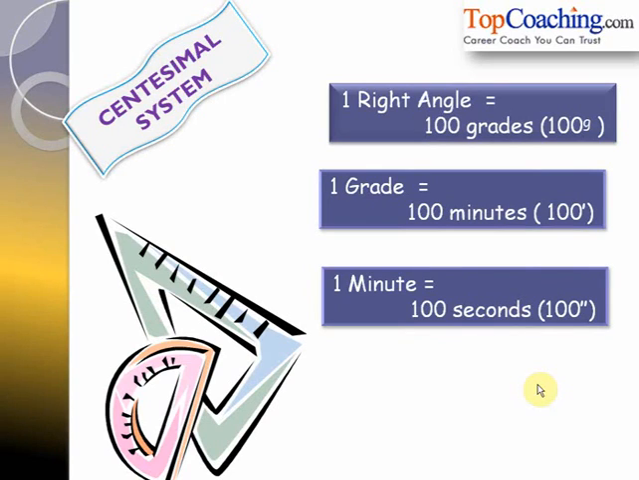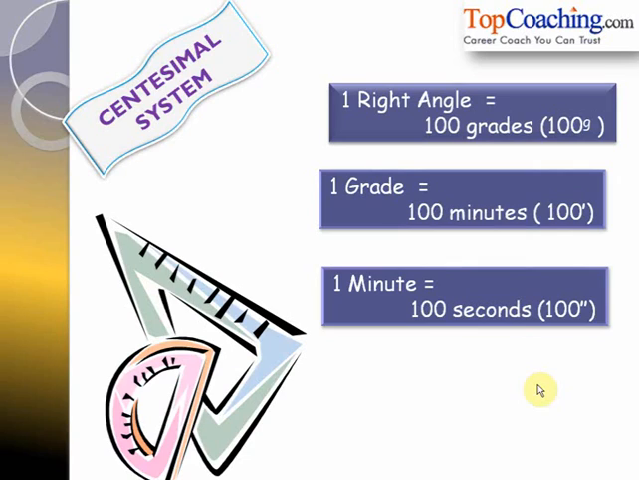Further, we divide 1 degree into 60 equal parts such that every equal part is known as 1 minute, and then we further divide this 1 minute into 60 equal parts, and each of these equal parts is known as a second. On the other hand, in the centesimal system, we again take a right angle, but now we divide it into 100 equal parts such that every equal part is known as a grade.